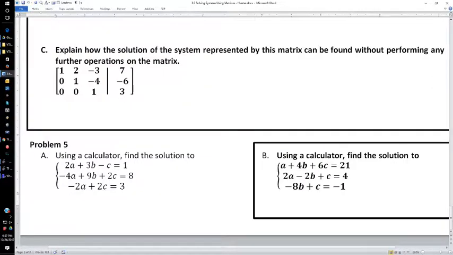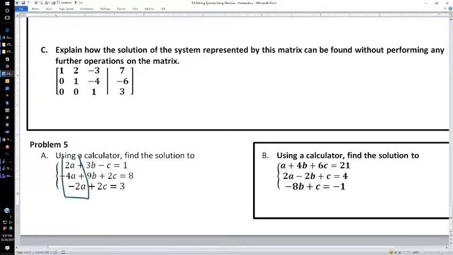Alright, problem C you can do on your own. Problem 5. Use a calculator to find the solutions. Problem 5, A and B. You can do both of these. The only difference is A, B, and C have replaced X, Y, and Z. But the deal is, whatever letter you put in first, that's the first.